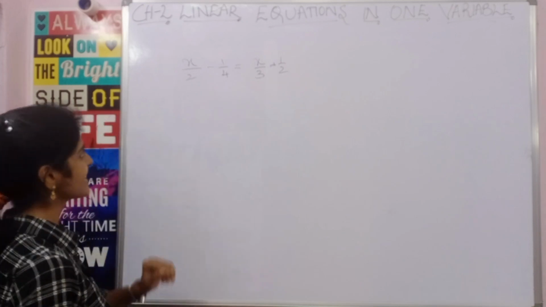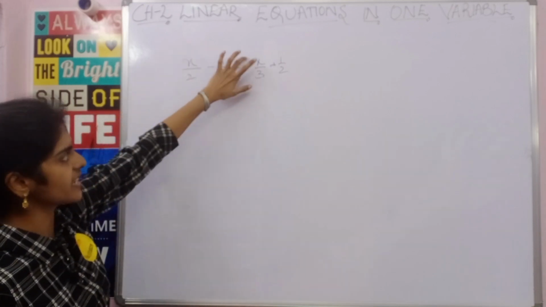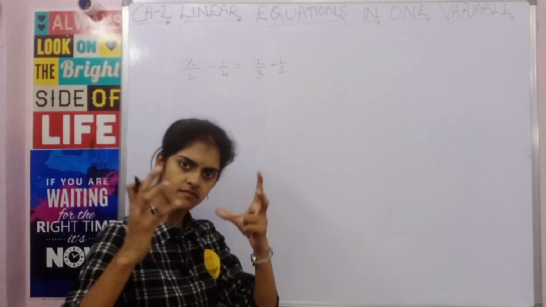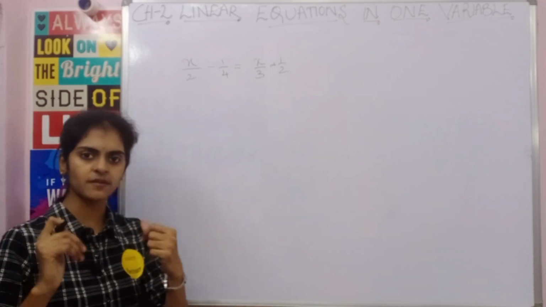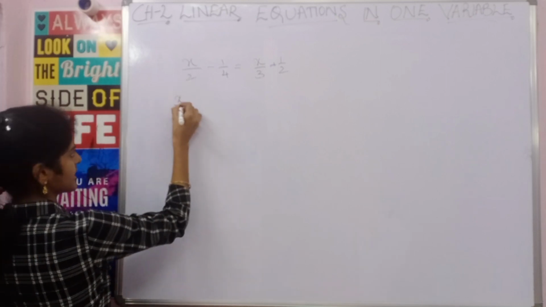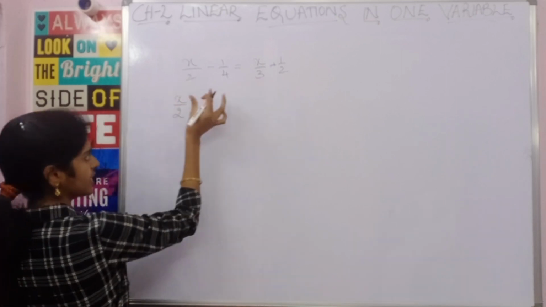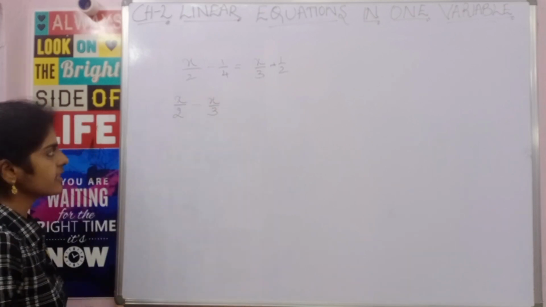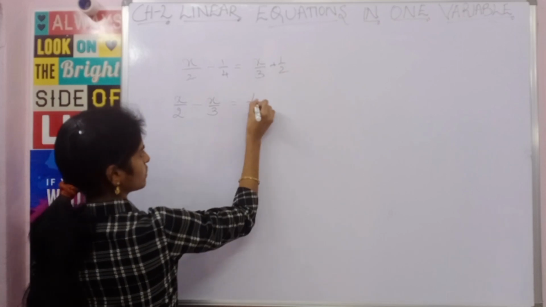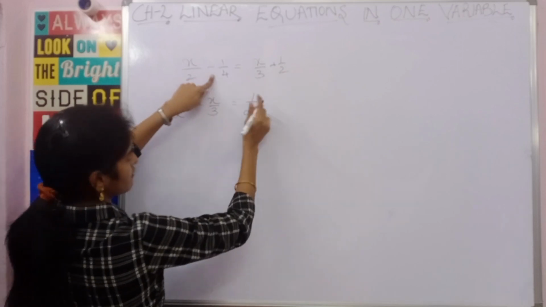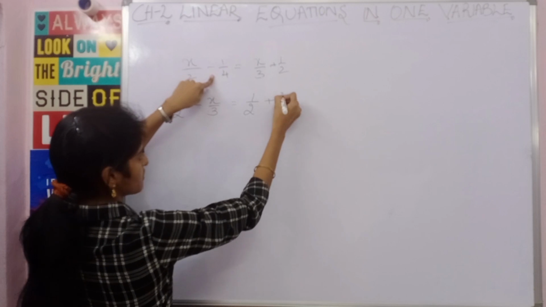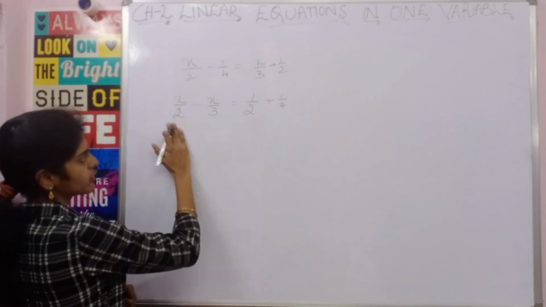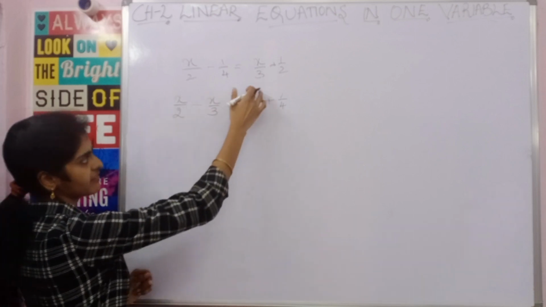So the question is x by 2 minus 1 by 4 is equal to x by 3 plus 1 by 2. The first step is we'll bring all the x terms together, nothing but all the like terms together. Firstly it is x by 2. Let me bring x by 3 to this side, so it becomes minus x by 3, is equal to 1 by 2 this side, and minus 1 by 4, if you take it to the other side, becomes plus 1 by 4. Clear?